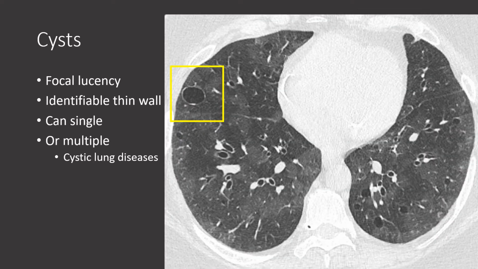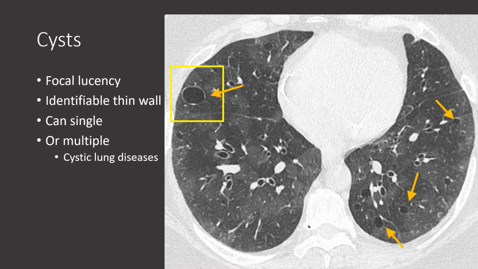Cysts also present as areas of rounded lucency within the lung parenchyma. However, they often have identifiable walls, in contrast to emphysema where the wall is not typically seen. Cysts can be single or multiple, as seen by these multiple orange arrows within the lung. Notice how the rounded lucencies within the lung parenchyma have identifiable walls.